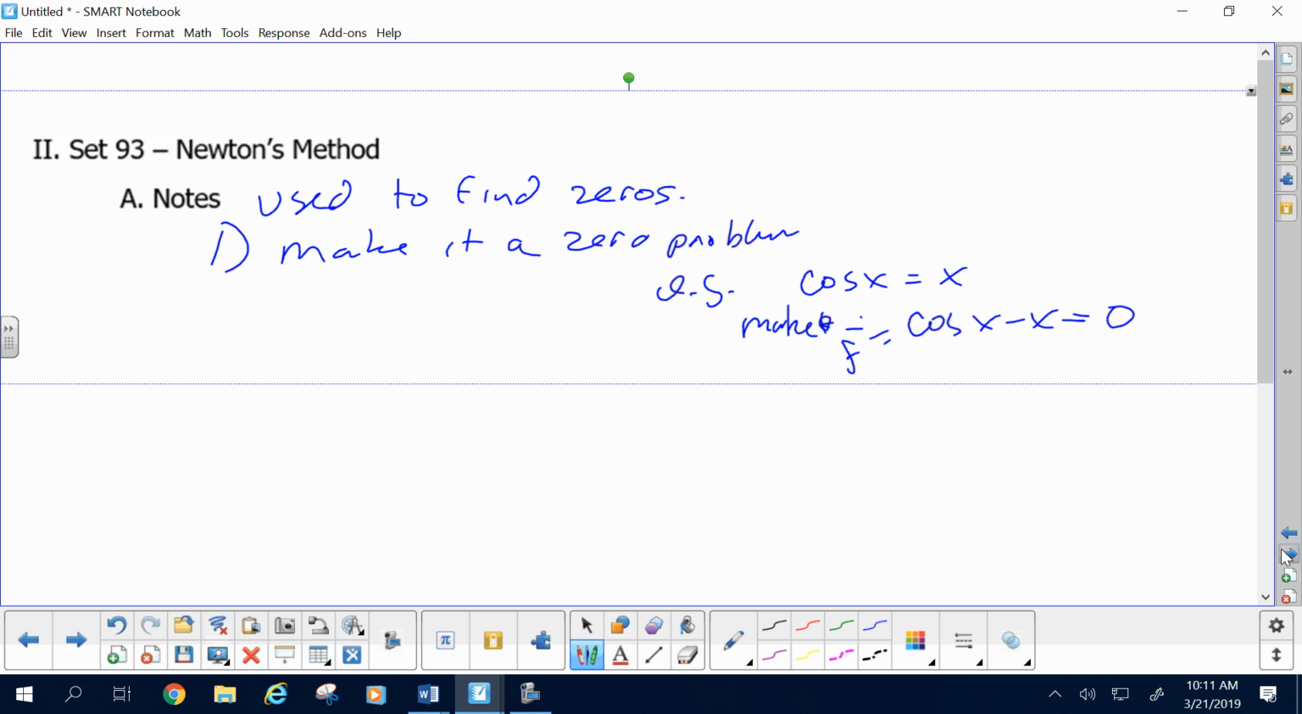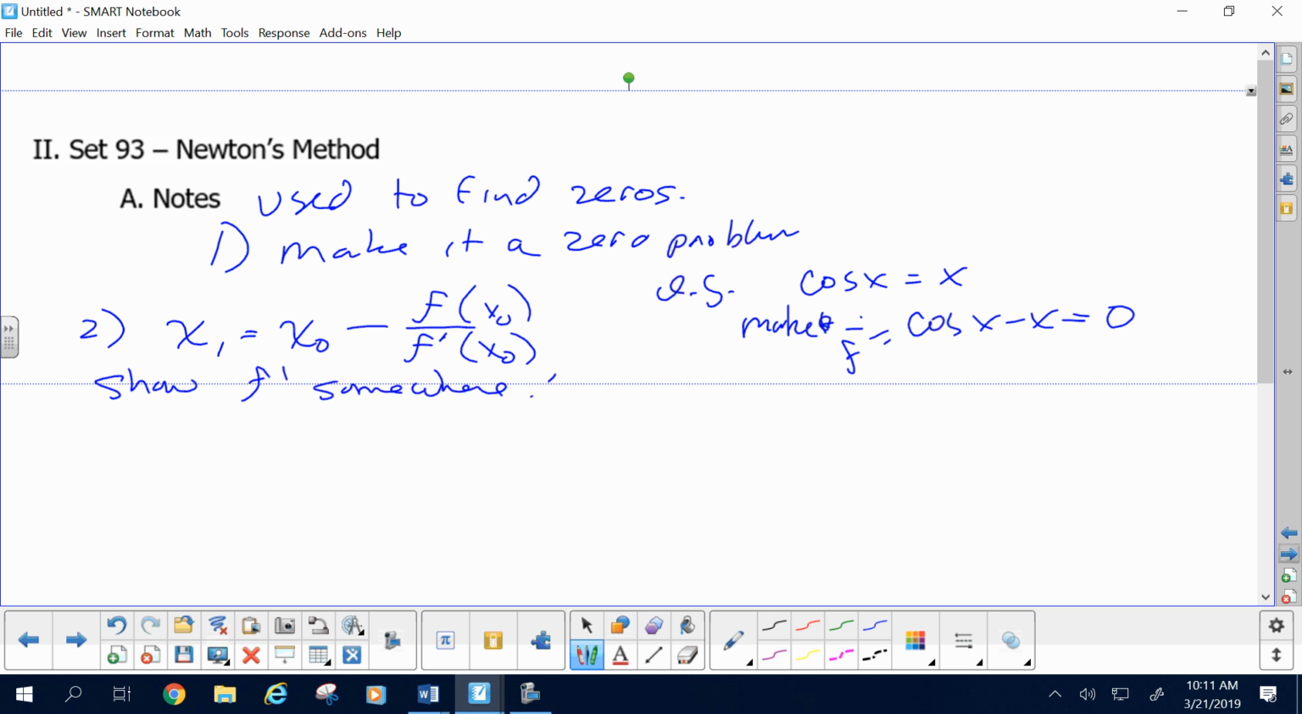All right. Second, make sure that you study and know Newton's formula. X1 is x initial plus or minus? Minus f or f prime on top? F over f prime. Okay, it's minus, not plus. Please show the derivative somewhere in your work. I see sometimes people say, f prime, you never told me f prime. I have to see f prime. Okay?